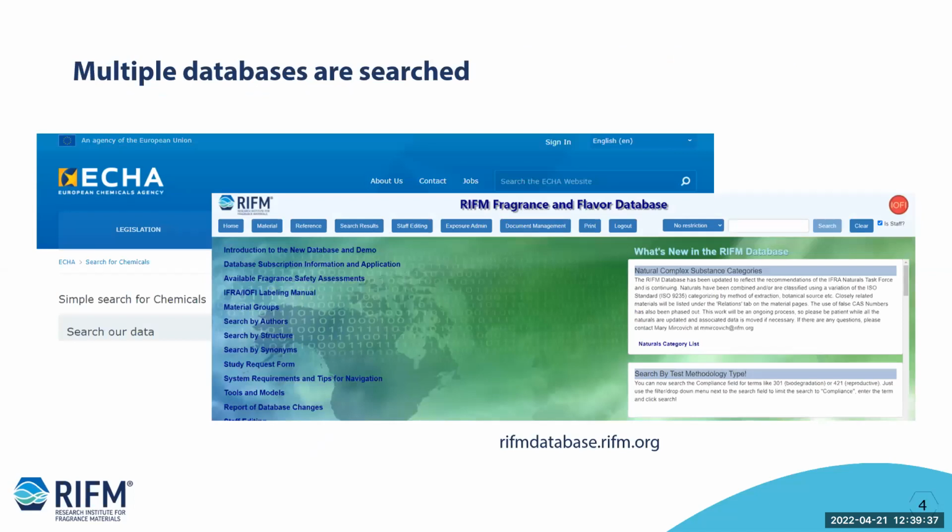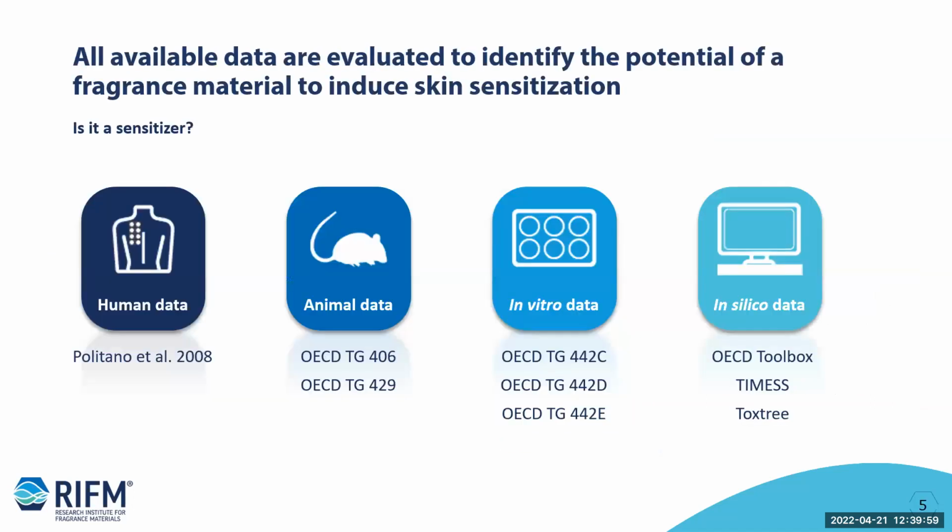We search multiple databases, including the European Chemicals Agency and RIFM database. RIFM database is a comprehensive source of regulatory, identity, and toxicological information over 6,000 materials, including 3,000 fragrance materials. So we rely on this database a lot. On these databases, these are the types of data that we look at.